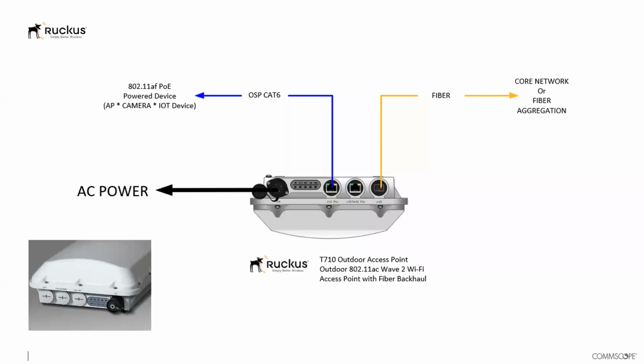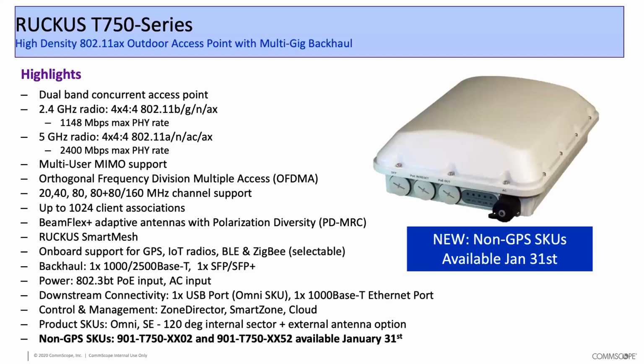And I just need to run my fiber to the AP. So if I have my fiber run going by, I can splice in and pull that off to the AP. I can power the AP directly off the light pole and I'm up and running. So that's one option that we have, both on the T710 and the T750, to let you use that direct AC power, which can really help solve some of these challenges.